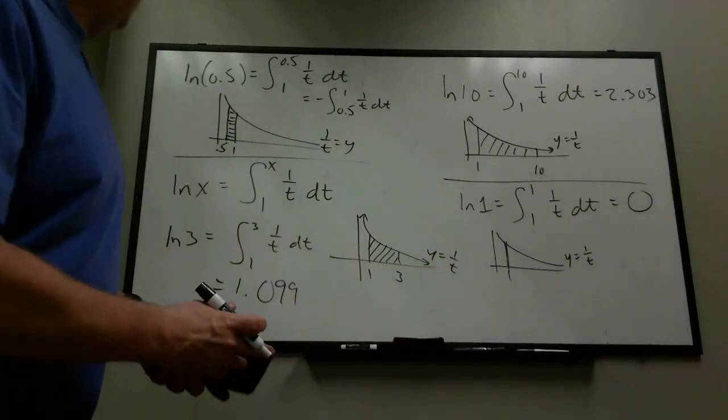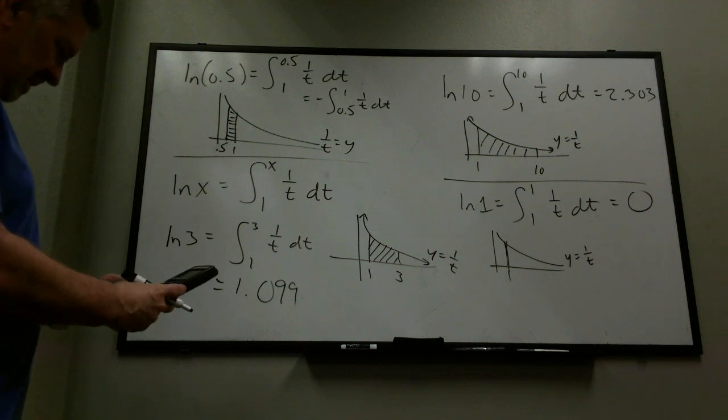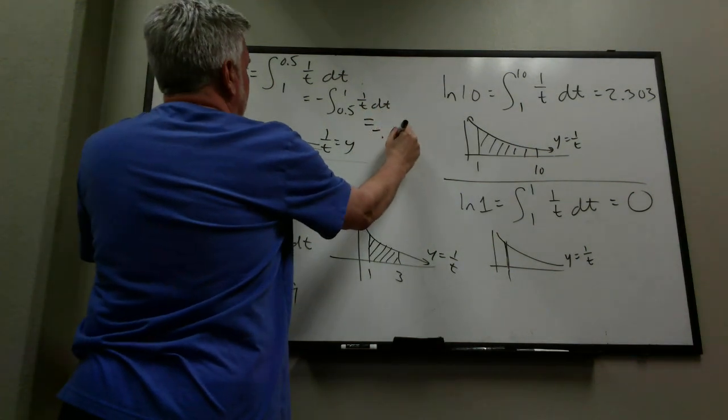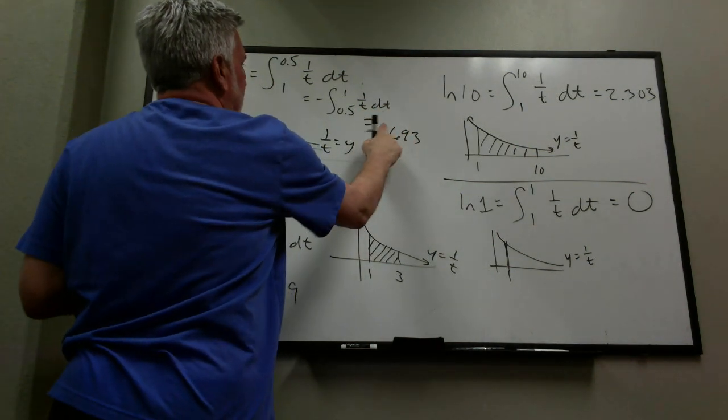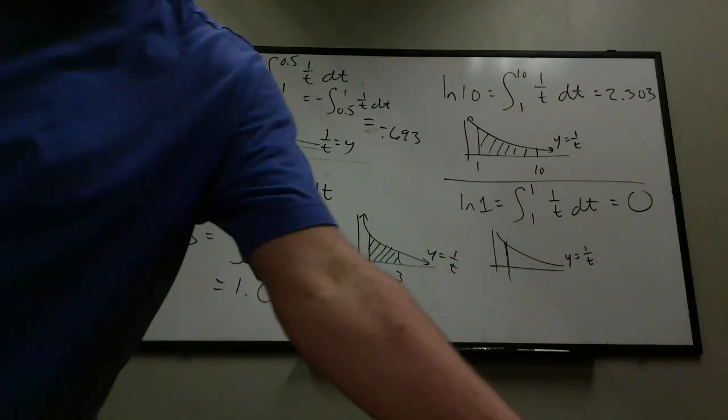Okay, and then if you again use the integration feature on the calculator, you'll get that the area is about minus 0.693, which is what we expected: the answer to be negative, and it is.